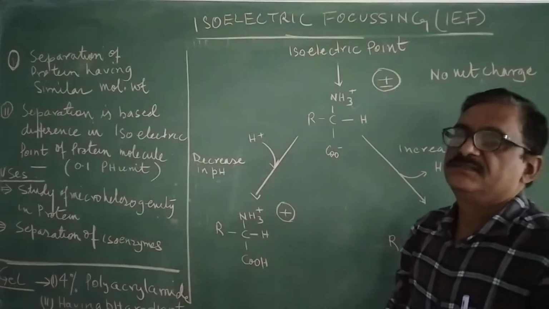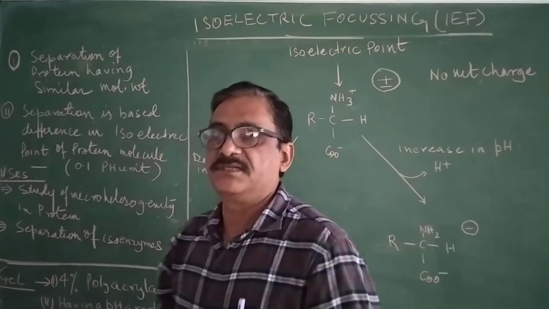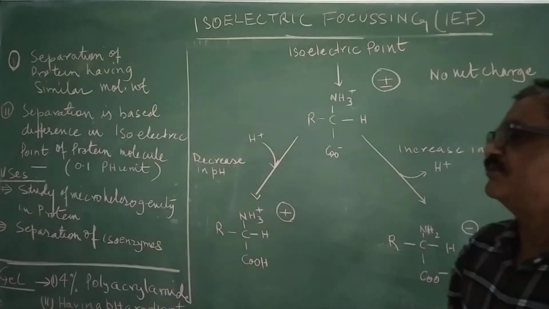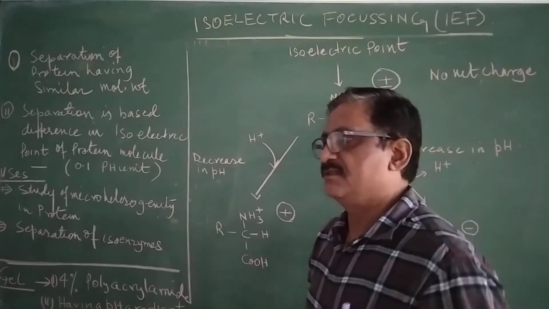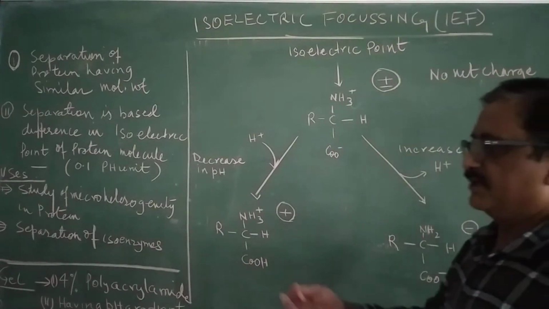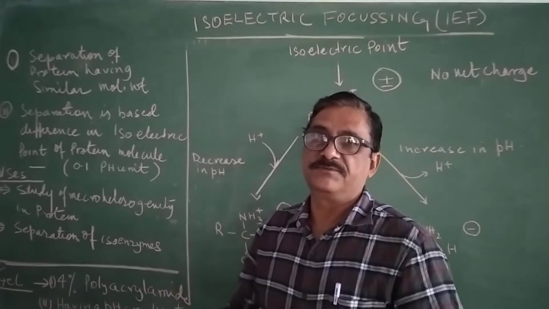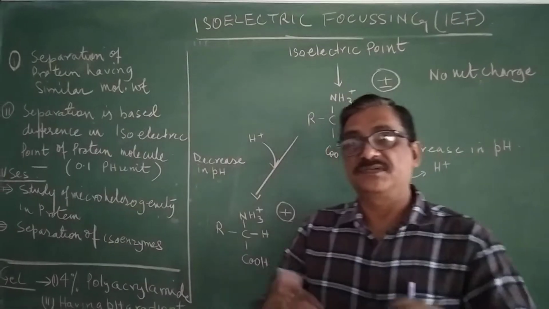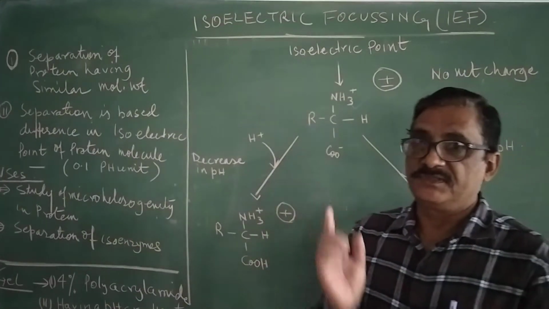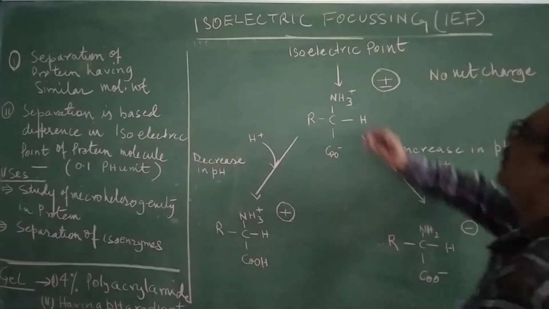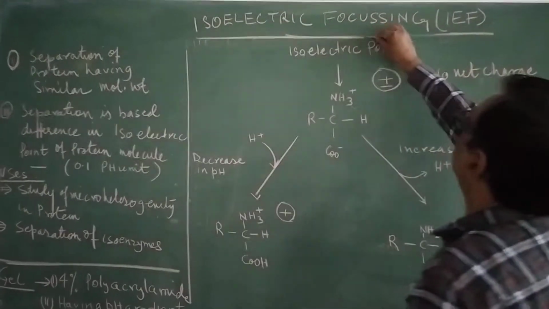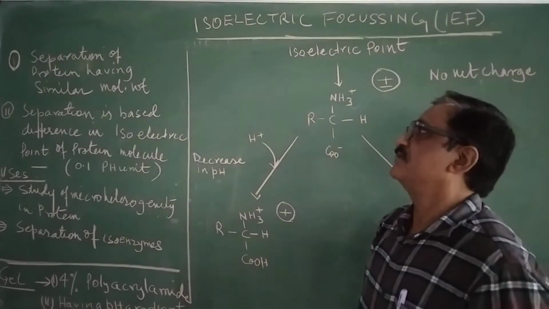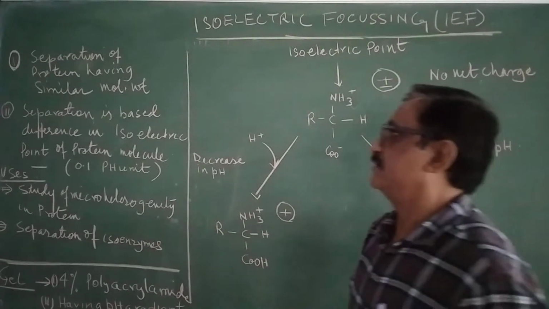In the last class we discussed the process of SDS-PAGE, in which the protein molecules present in a mixture in a solution are separated according to their molecular weight. But different proteins having similar molecular weight, how can they be separated? For the separation of these types of proteins, the method of isoelectric focusing is applied.